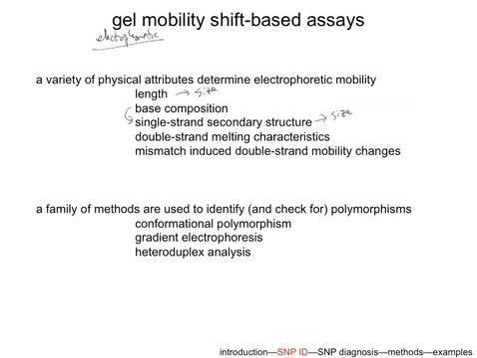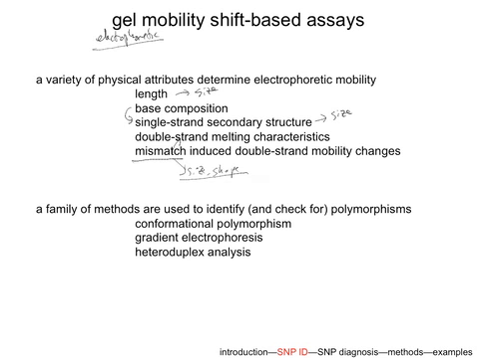Melting characteristics can also be utilized, that is to say the stability of a double-stranded segment of DNA. And of course, mismatches affect mobility changes as well, and you can think of this both in terms of how melting characteristics are affected, but also in terms of how this affects size too. Size and also, let me say, shape. So all of these factors play a role in determining differences in electrophoretic mobility.